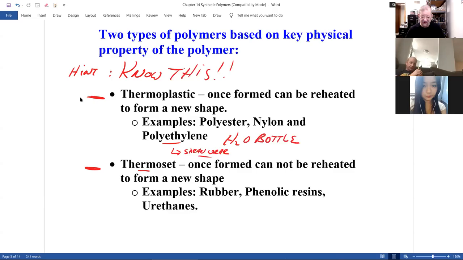And then the other type of physical property by which to characterize polymers is called the thermoset. And you should know a thermoset, once formed, that polymer cannot be reheated to form a new shape. An example, the classic one, are rubber car tires.